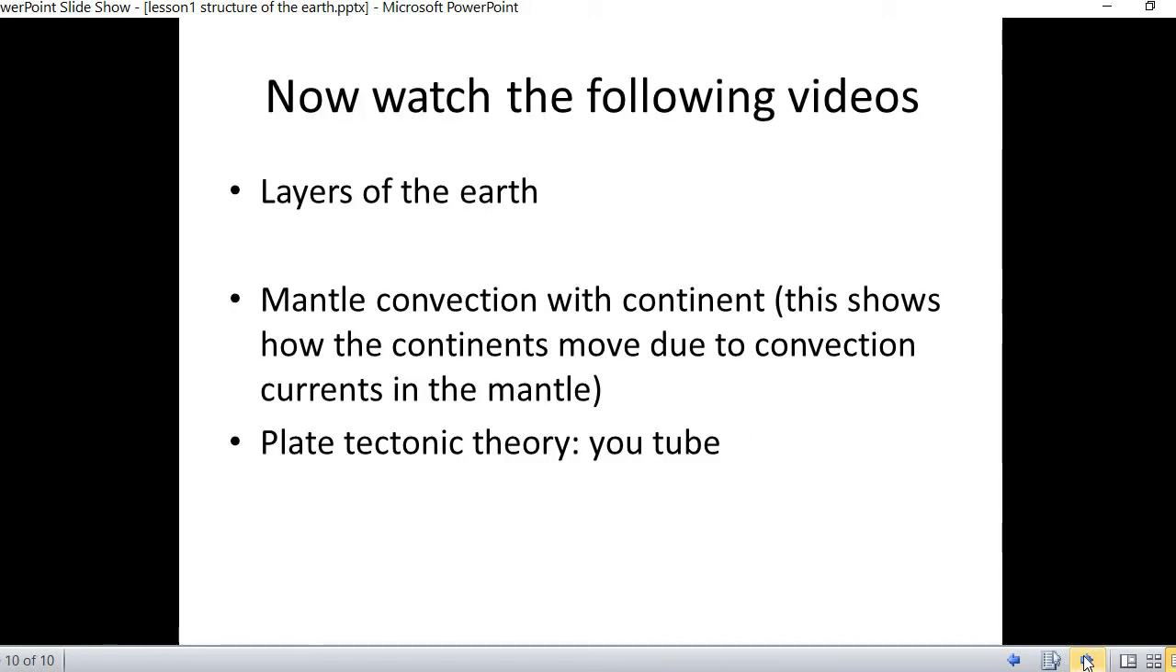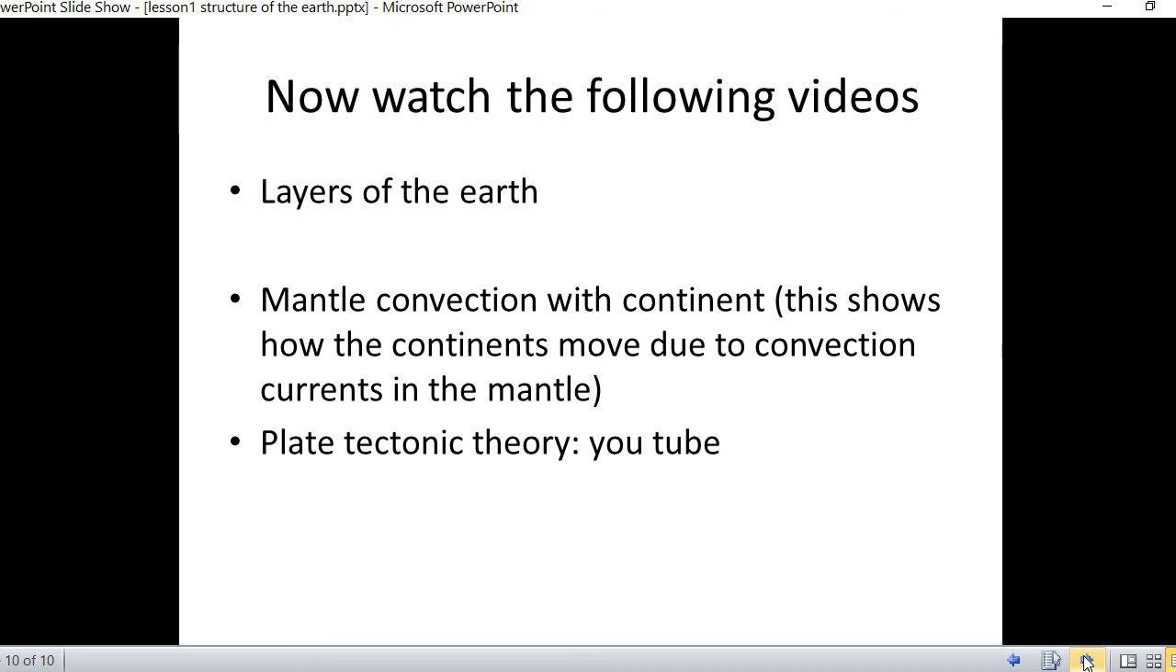And there are 3 videos attached as well, at the bottom of this Moodle lesson. Layers of the Earth, Mantle Convection with Continent, and this shows how the continents move due to convection currents in the mantle. So the mantle, when you've done this lesson, you know that the mantle is underneath the crust and that's moving all the time.